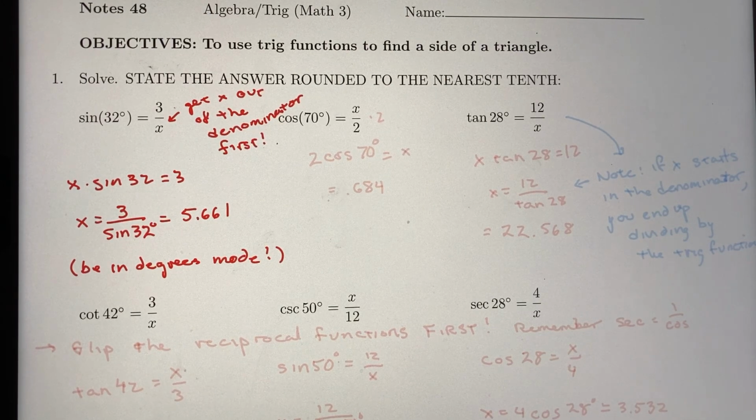Okay, multiplying by 2 this time, because we're trying to simplify. X is not in the denominator, so I just multiply. 2 times cosine 70 degrees is 0.684.